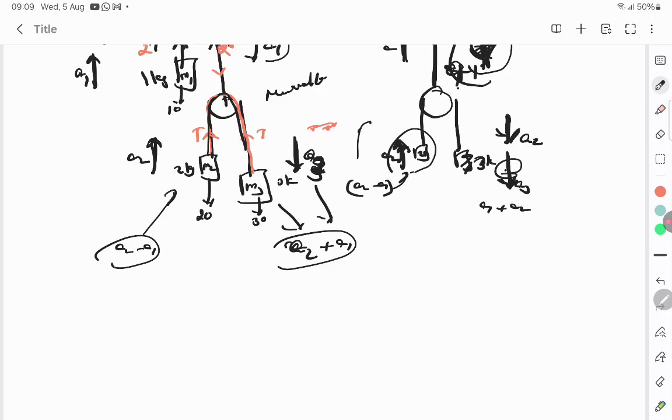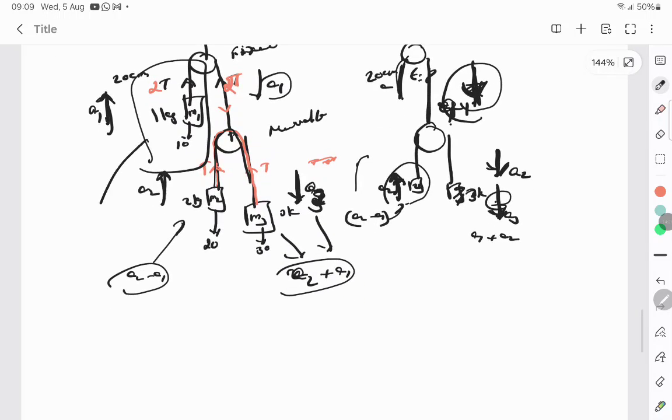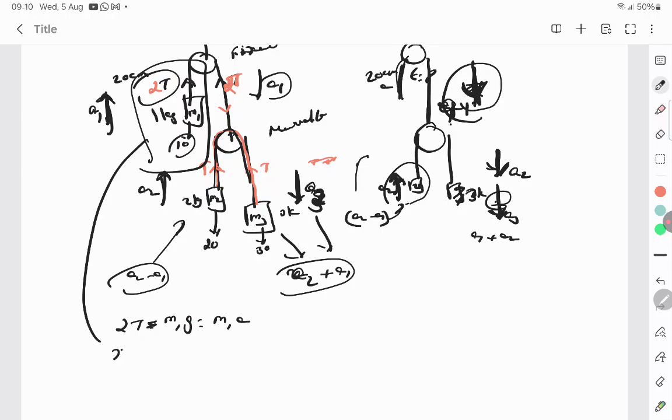So let's now do the free body diagram. For this mass, it is going to accelerate upward with an acceleration of A1. So the upward force 2T is greater than mg. So 2T minus m1 into g is equal to m1 into a. So 2T minus 1 into g is equal to 1 into a1. With this we get one equation.